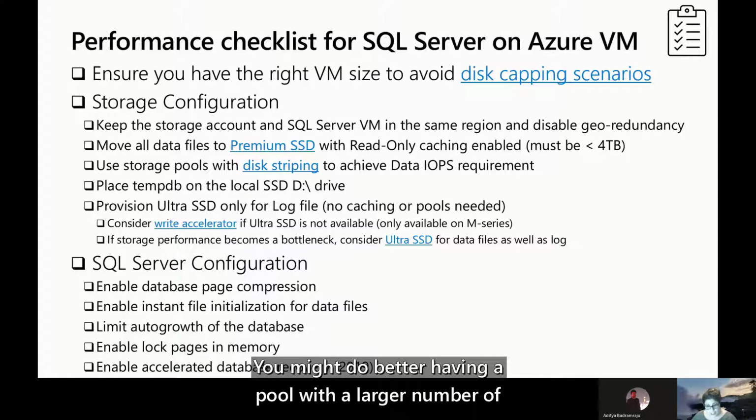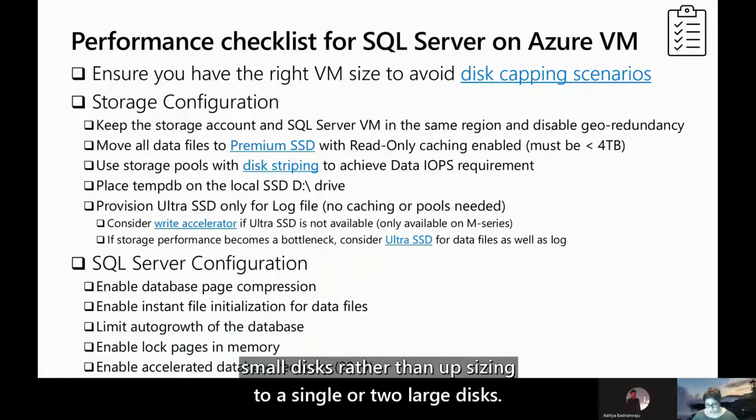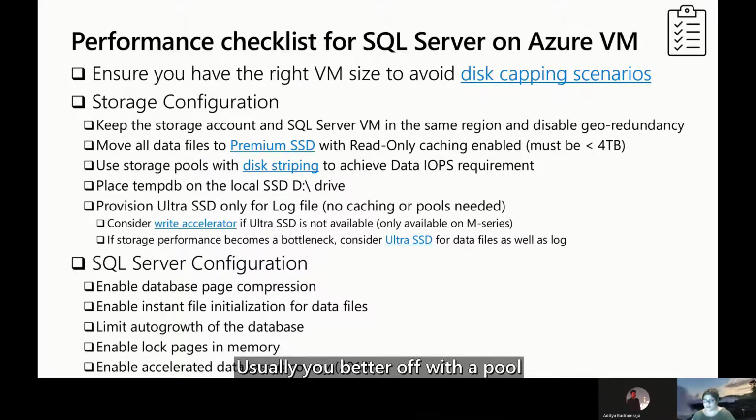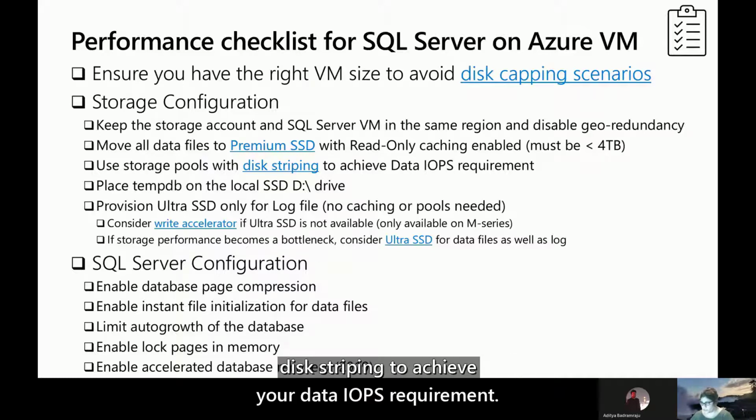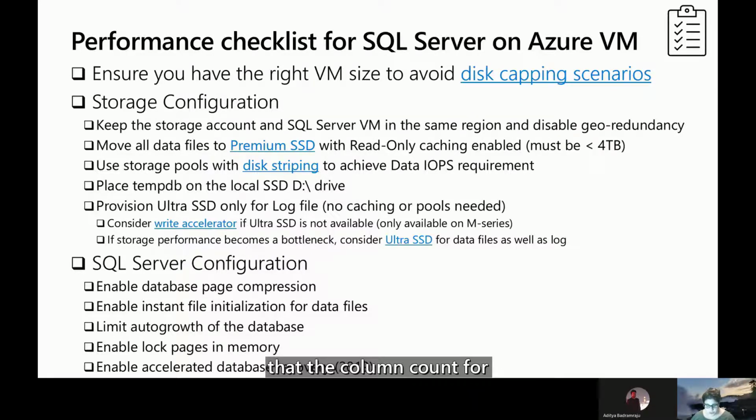So you might do better having a pool with a larger number of small disks rather than upsizing to a single or 2 large disks. Usually you're better off with striping across smaller disks. As I said, use storage pools with disk striping to achieve your data IOPS requirement. Remember, when you set up that storage pool, the column count for the storage pool needs to match the number of drives in the pool in order to take full advantage of the IOPS and throughput across all the drives.